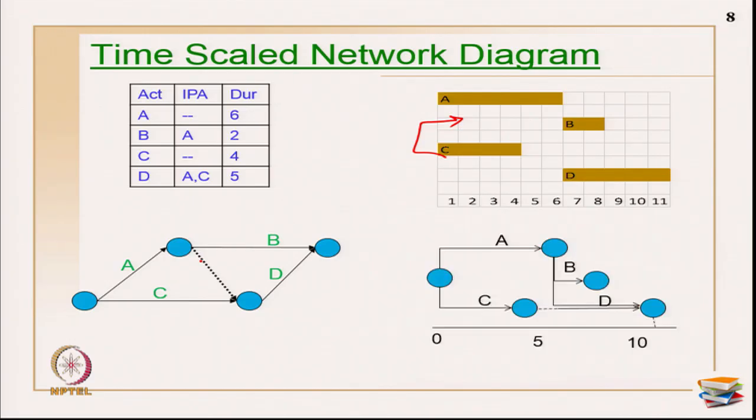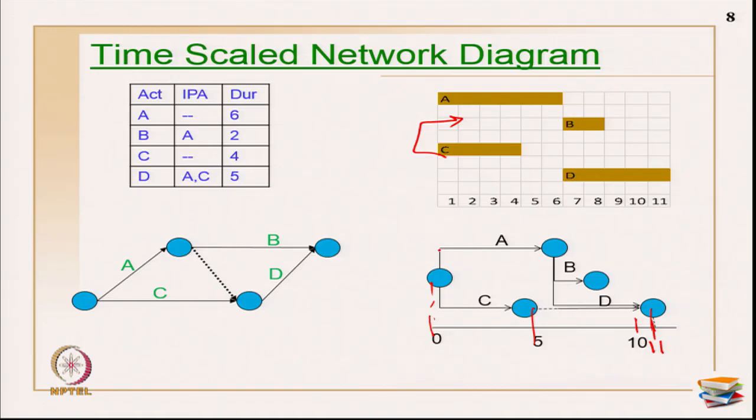Now what happens in a time scale diagram? This is a time scale diagram, the same relationship I have shown, 0, 5 and this is 10 and this is exactly 11 here. Now if you want, you can arrange all the critical activities at the bottom and the non-critical activities at the top, or you can rearrange it in your own form.